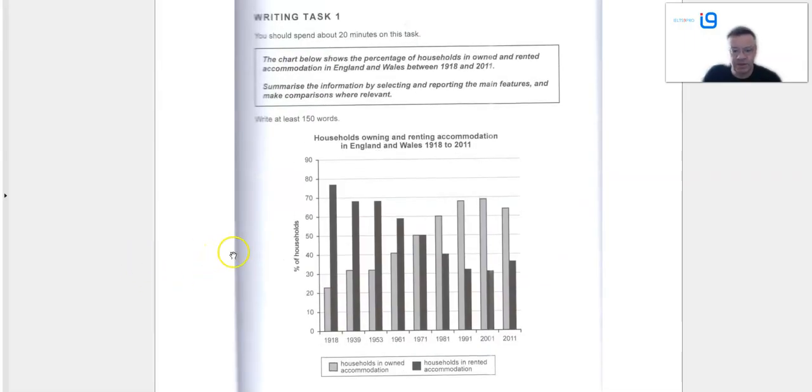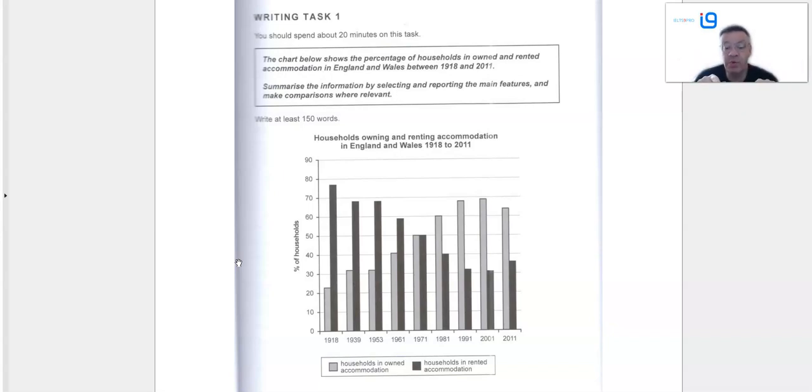Yeah, so you can see this here. Now this is an interesting one. So this is the Cambridge 13 task, test number 2, Writing Task 1: percentage of households in owned and rented accommodation, England and Wales between 1918 and 2011. You know how it works. So, key trends and features.